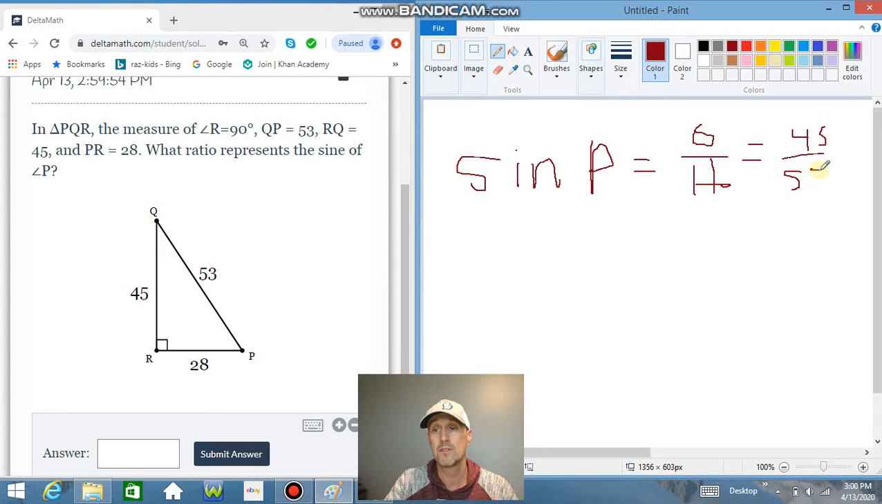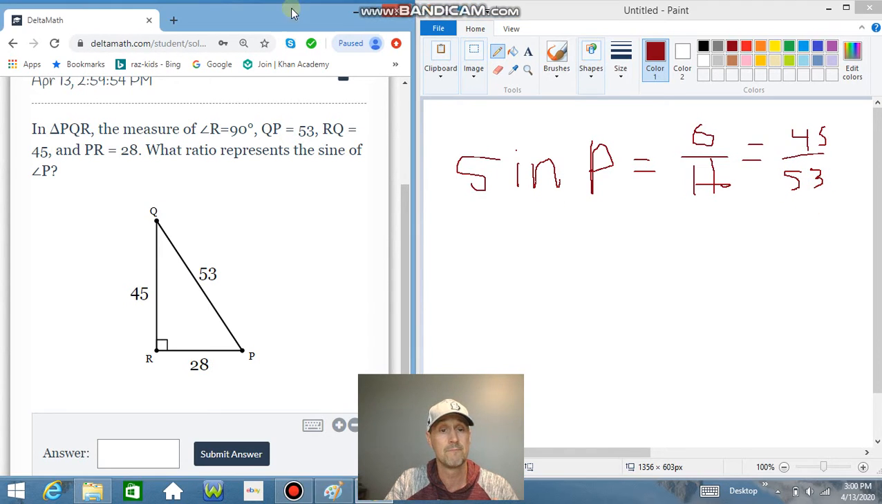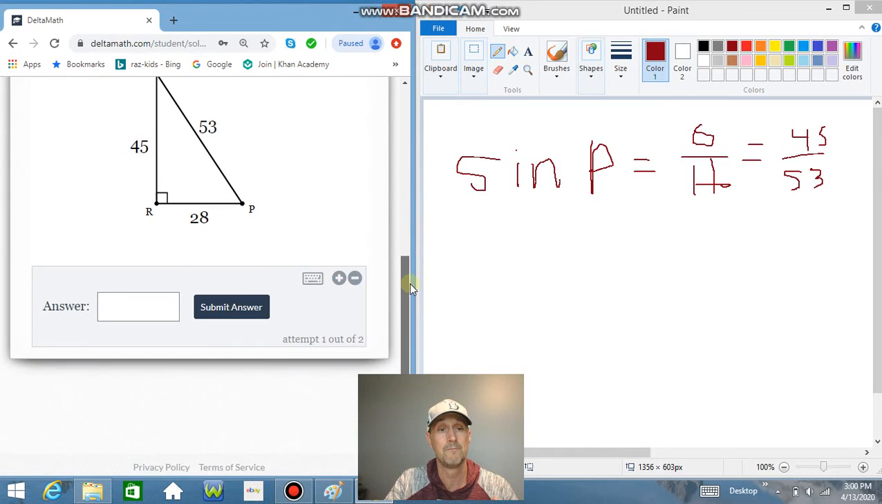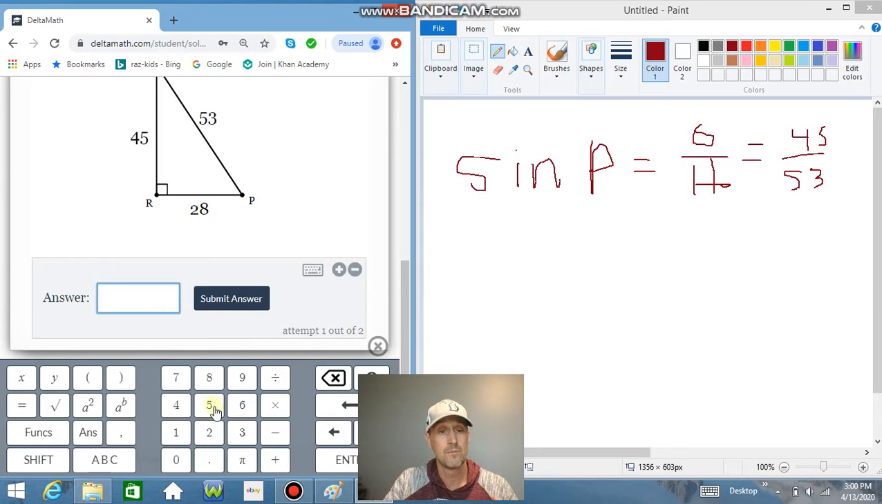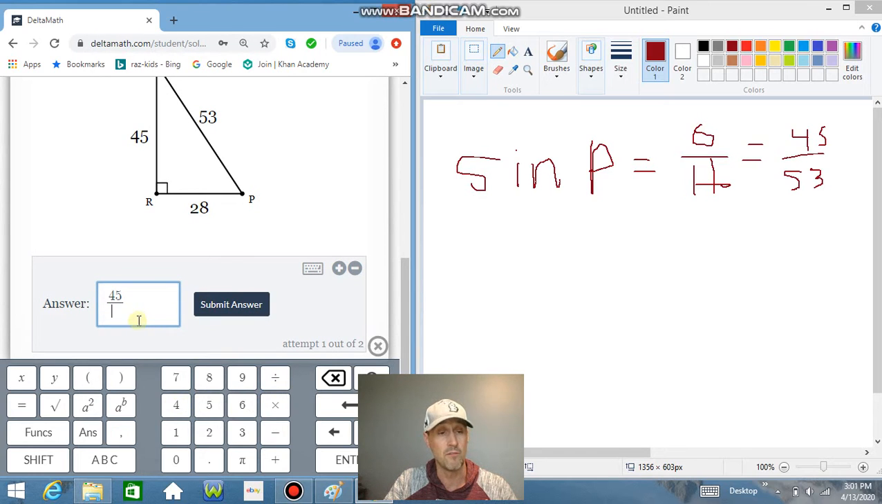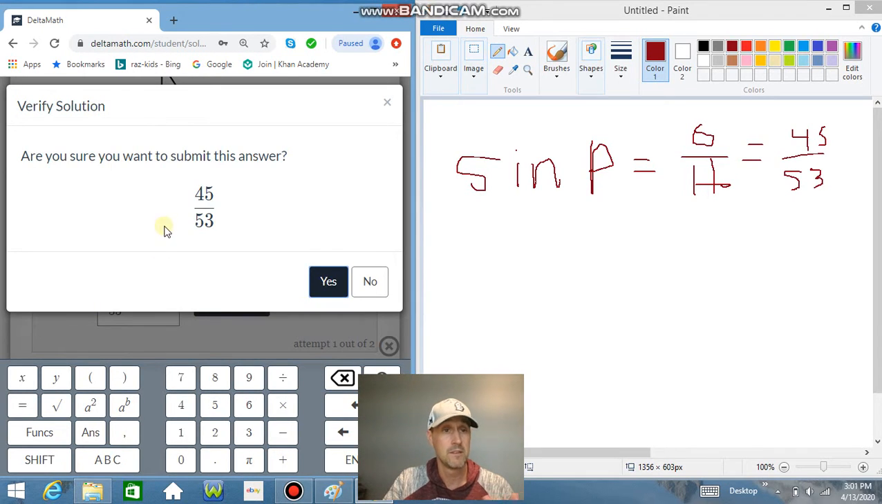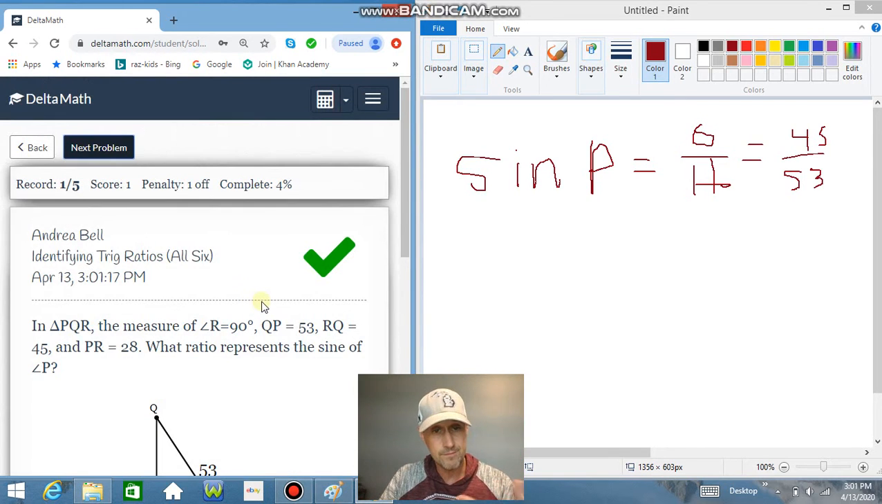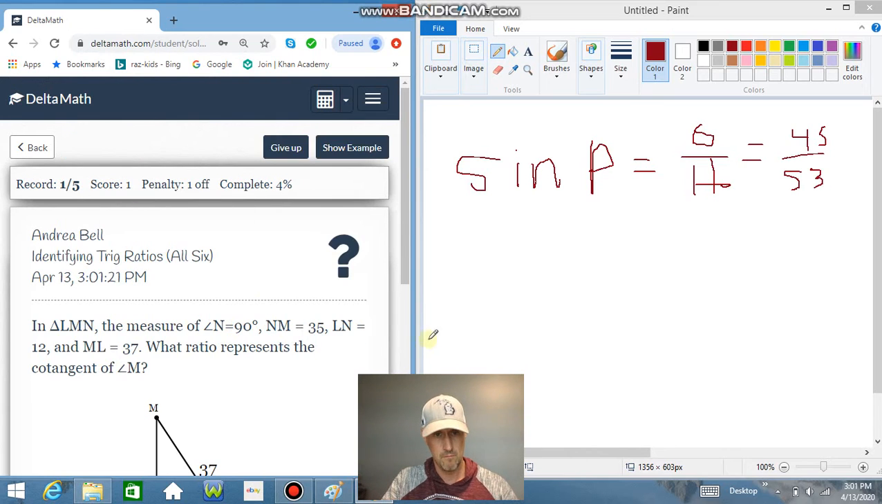Okay, so how do we enter that into the DeltaMath format? Slide this up a little bit for you. Right here, you want to click this calculator button, okay? So now we just do 45 divided by, as soon as I hit divided by, it's going to turn it into a fraction or a ratio for us, 53, and I'm going to submit my answer, okay? It confirms, are you sure you want this to be your answer? Yes, I do. Yes, I got it right, okay? Go on to the next problem.